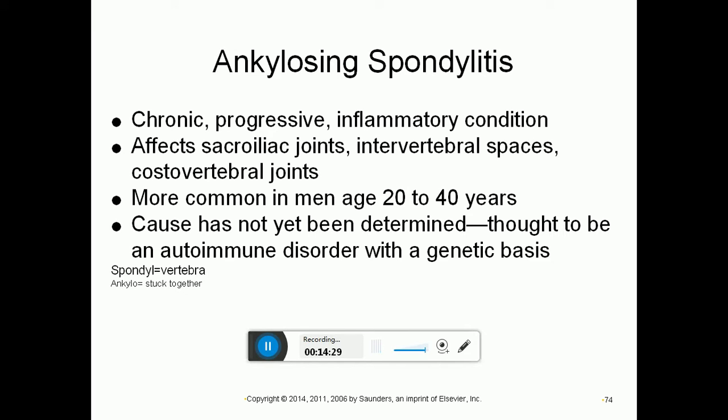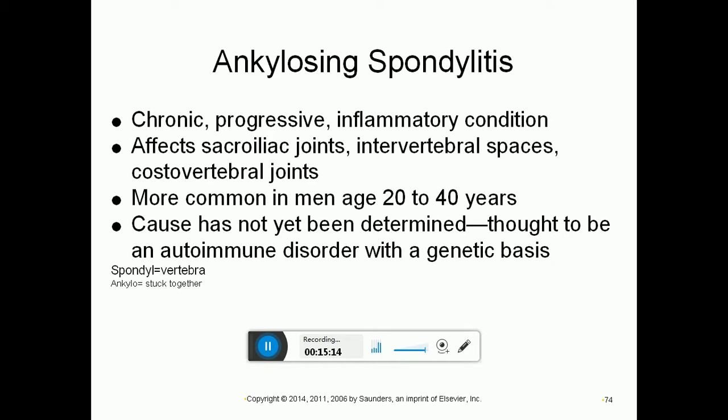Next joint abnormality to talk about is another autoimmune disorder that tends to happen in males, usually between the age of 20 to 40. It's called ankylosing spondylitis. Spondylitis means inflammation of the spine. Ankylosing means that the spine becomes like one column, meaning that all of the bones tend to fuse together. This is a chronic progressive inflammatory condition. It affects the sacroiliac joints, the intervertebral spaces, and the costovertebral joints. So the joints in between the backbones and the joints between the backbone and the ribs.